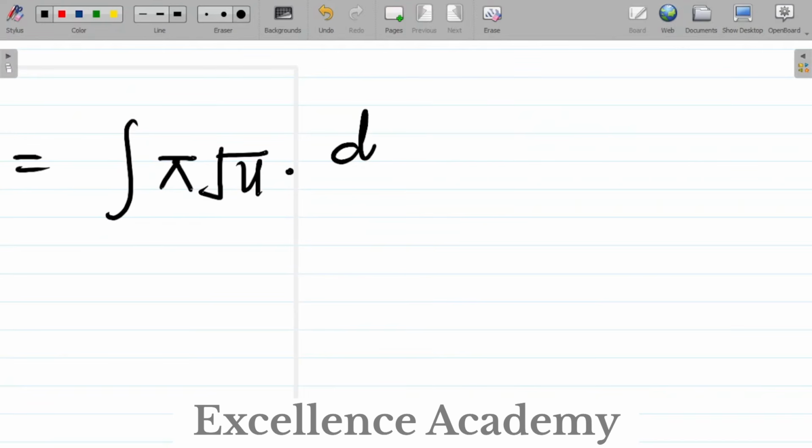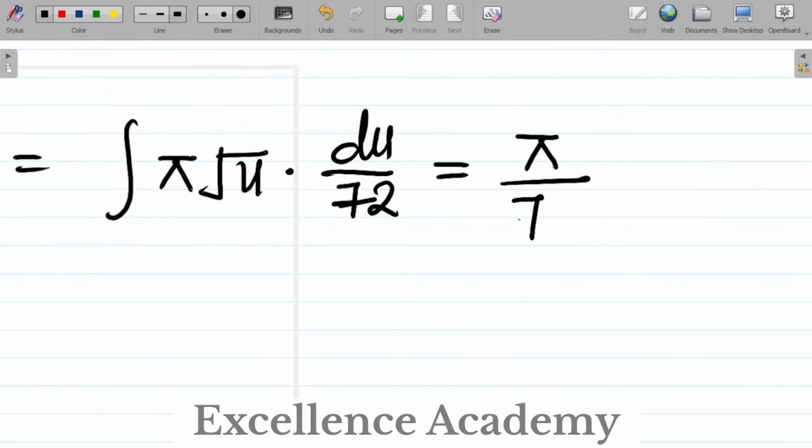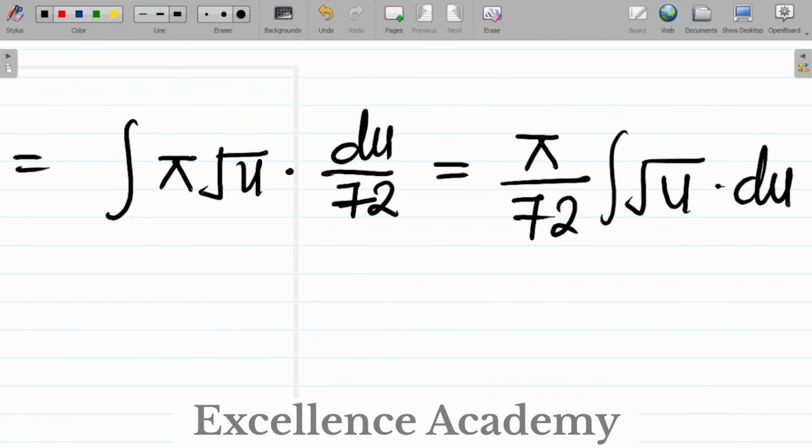So dot du all over 72. Now what I want to do here is move all the constant terms outside the integral sign. My constant term here is pi. I have pi as a constant term all over the denominator 72, integral of root u dot du. So you can see the way I did this, right? Move the constant term outside the integral sign, you have this.